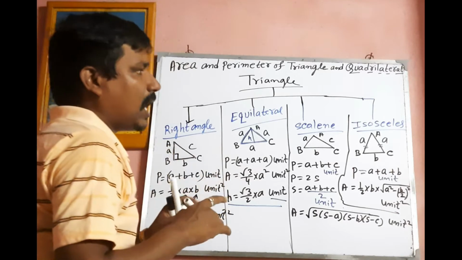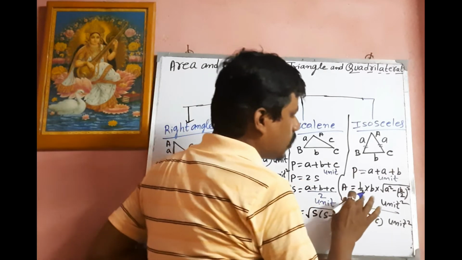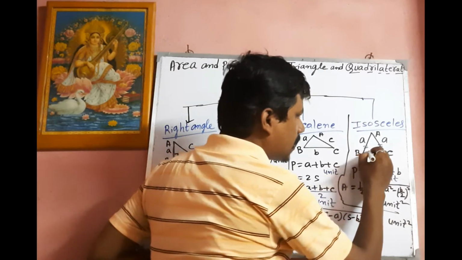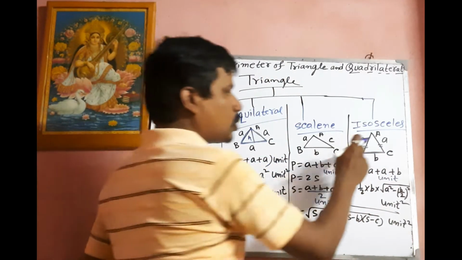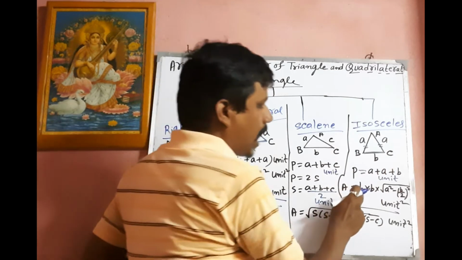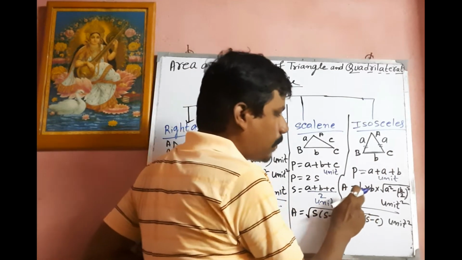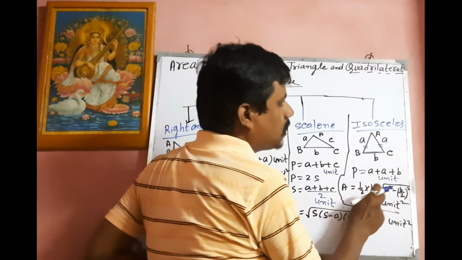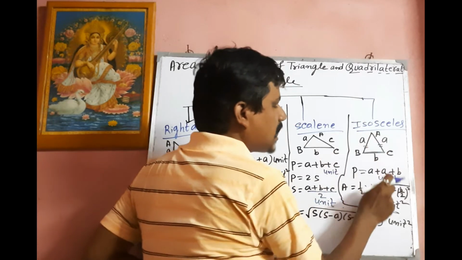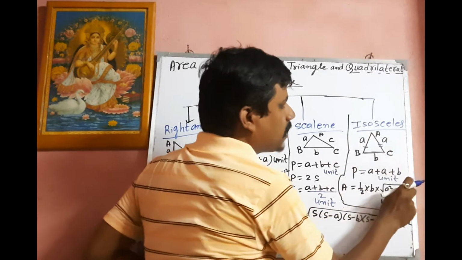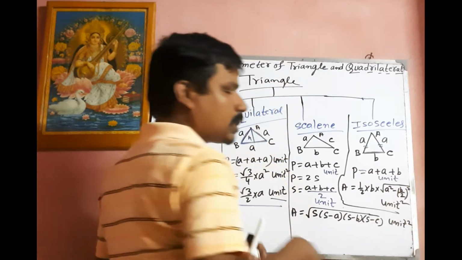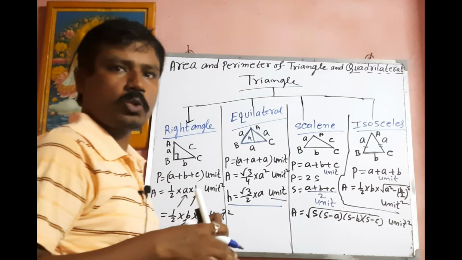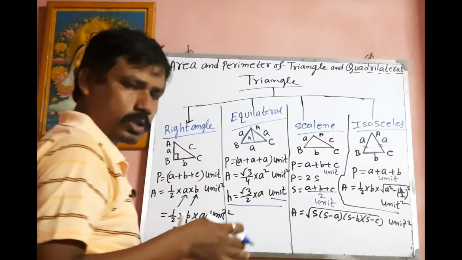And now the area of the isosceles triangle is equal to half into base. This is the base. The unequal side is considered as the base. These two sides are equal, so the unequal side is the base. So half into base multiplied by root under equal side square minus base by 2 whole square, and this is a root, in unit square. Unit square means this will be centimeter square or meter square according to our given questions.